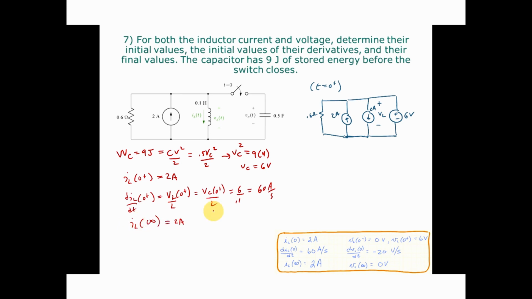We know the initial voltage across the capacitor is 6 volts. What's the slope on the voltage? What's dVC dt of 0 plus? Using the capacitor law, it's IC over C, right? It's IC of 0 plus over C. And what's the current going into the capacitor at 0 plus? Mm-hmm. Yeah.